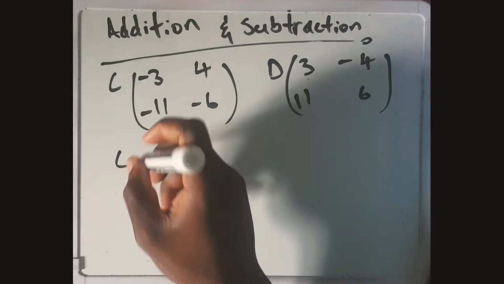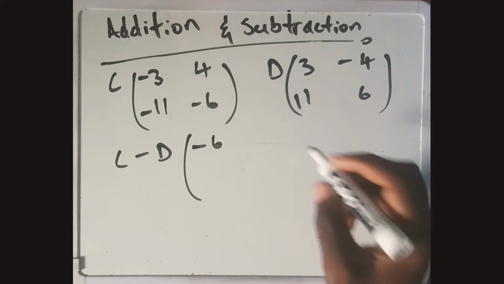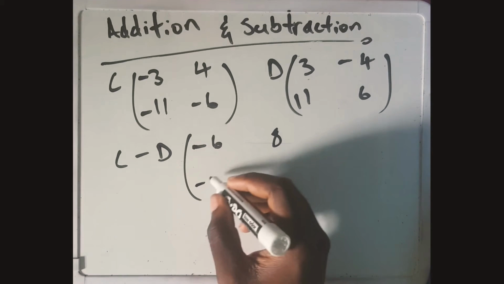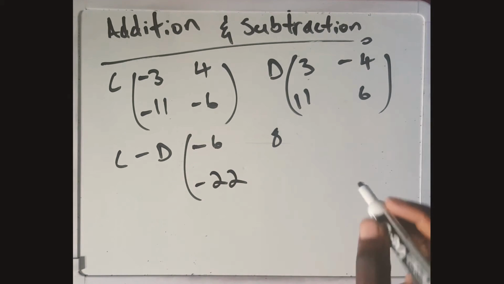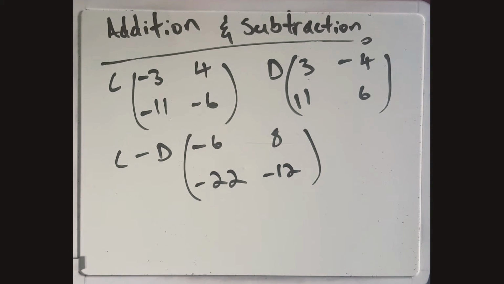If I subtract C minus D, I'd have negative 6. 4 minus minus 4, I'd have positive 8. Minus 11 minus 11, I have negative 22. Minus 6 minus 6, I'd have negative 12. And this is what I would get if I subtracted these. I think that's enough examples for subtraction and addition.